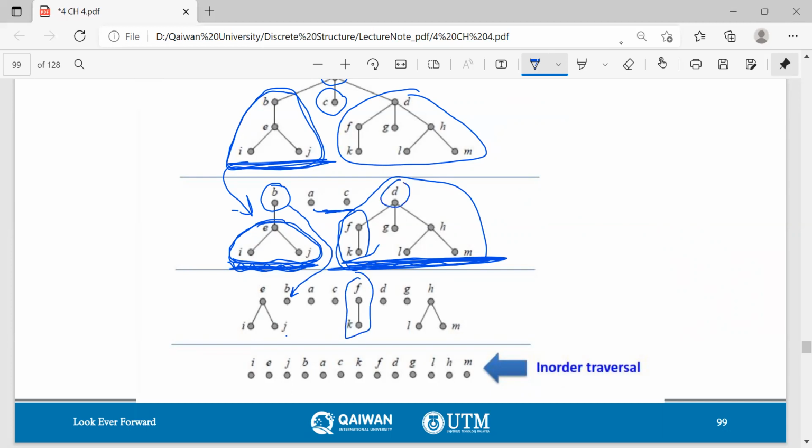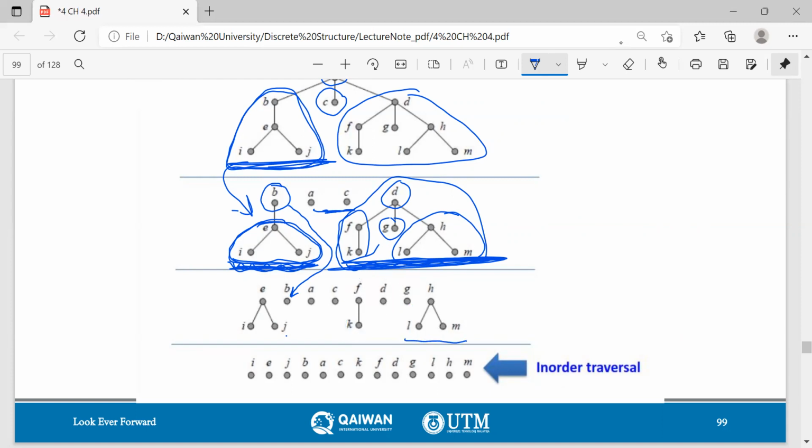Then the root, which is D. Here you have G also. And then the right subtree. This is the right subtree. So the right subtree is H, L, and M. We write it down like this.